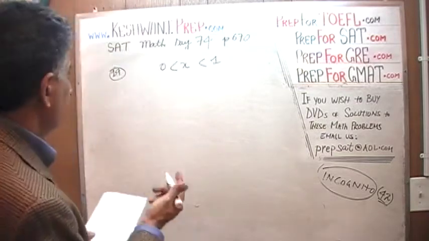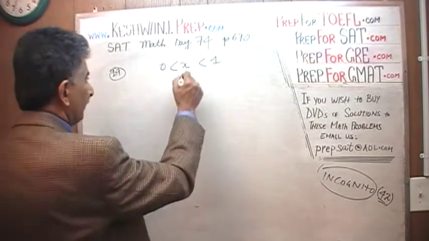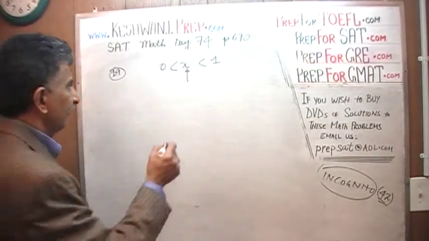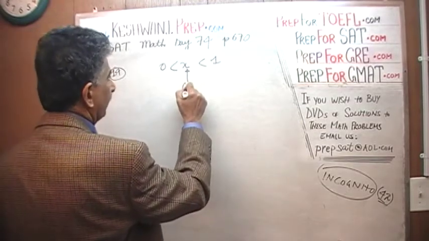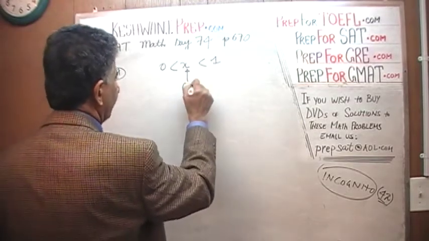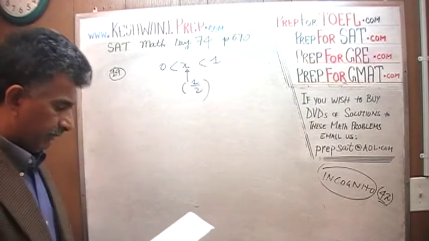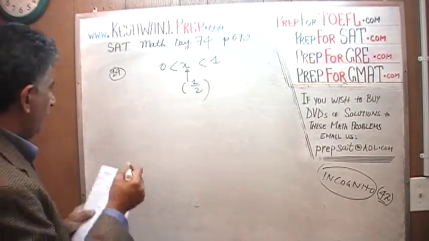Alright. Why don't we plug in some value for x? Let's make our life easier. Let's pretend that x is between 0 and 1. Let's pretend it's half. That's the happy medium. Let's pretend x is half.